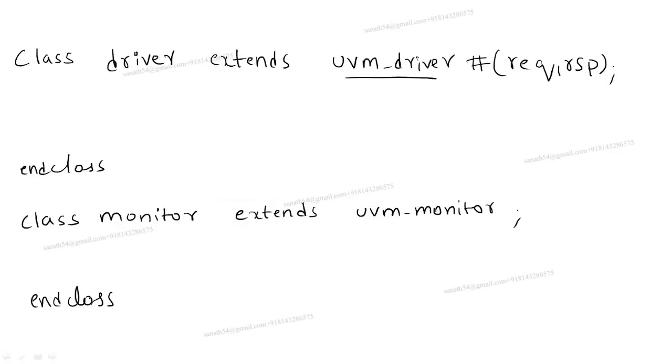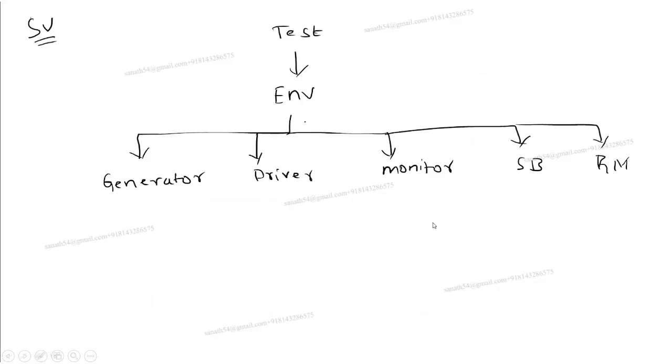So class driver extends UVM underscore driver. How are we extending? We need to use class. If you are extending the driver class, all are there in the UVM library. We need to do the registration, which we already saw. UVM underscore driver, and UVM monitor extends UVM underscore monitor. Like that you can extend.